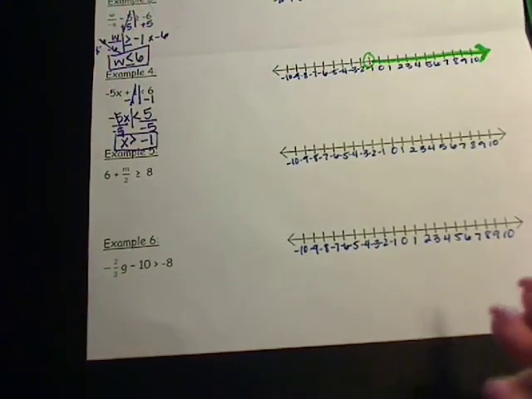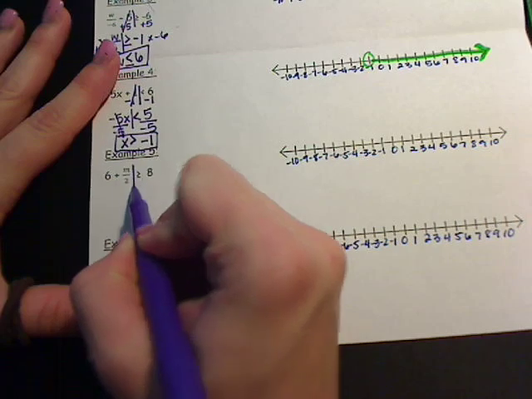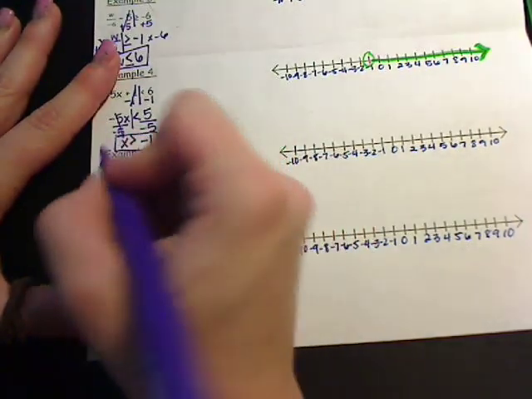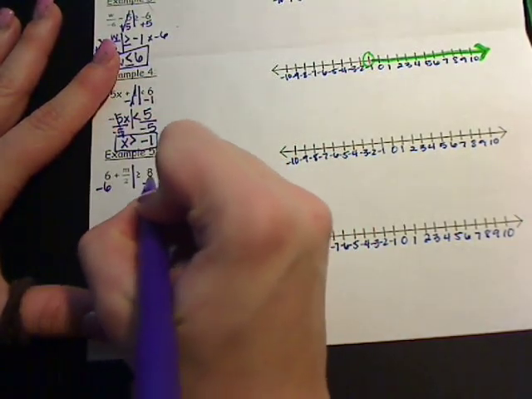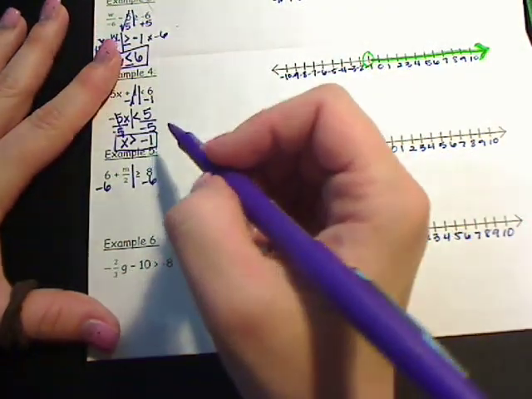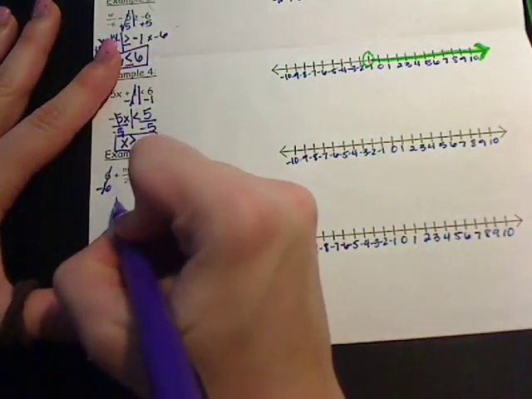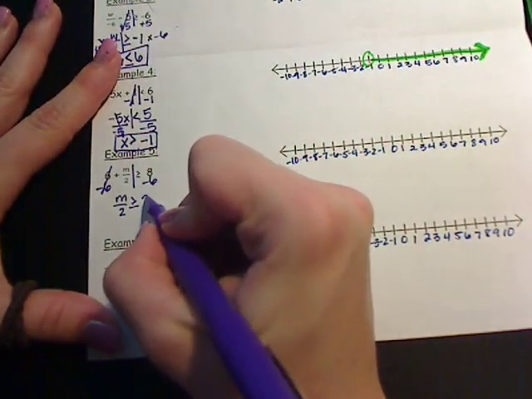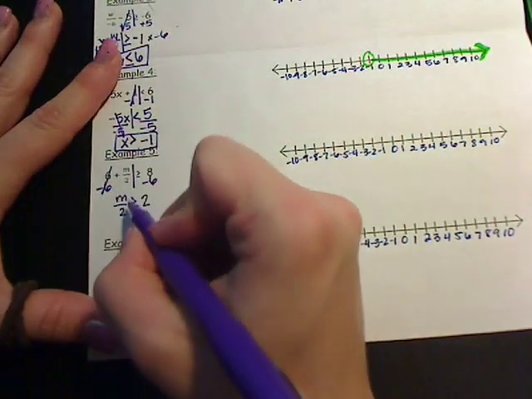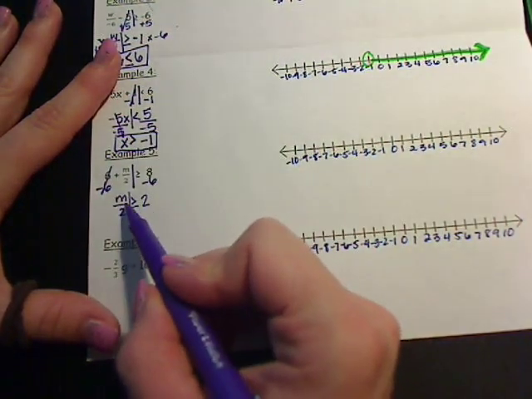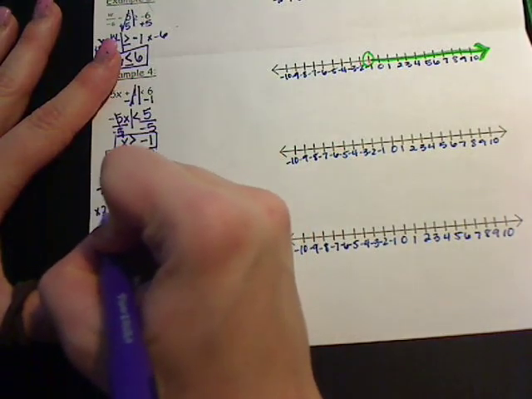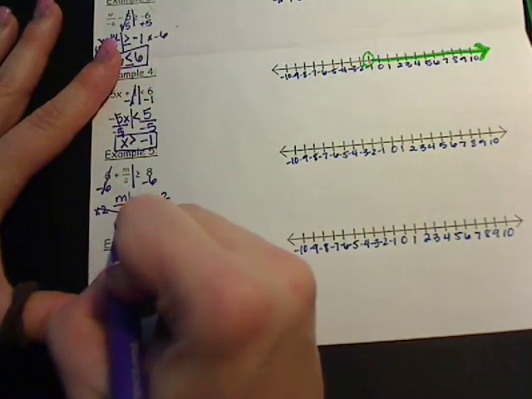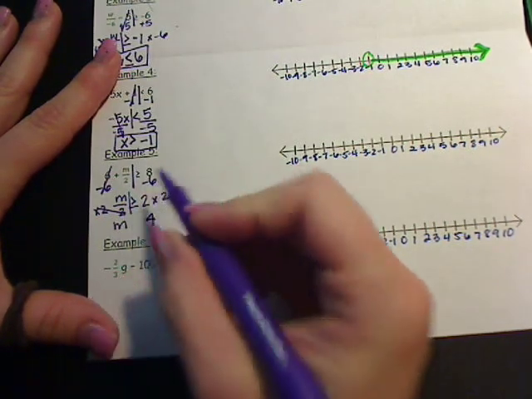Example number 5. Cut it in half. Here's my variable, so I'm going to get rid of this +6 over here. So subtract 6 from both sides. Okay, so my 6's cancel. I've got m over 2, and then 8 minus 6 is 2. Cut it in half. Opposite of dividing by 2 is multiplying by 2, so we're going to multiply both sides by 2. My 2's cancel. I'm left with m. 2 times 2 is 4.